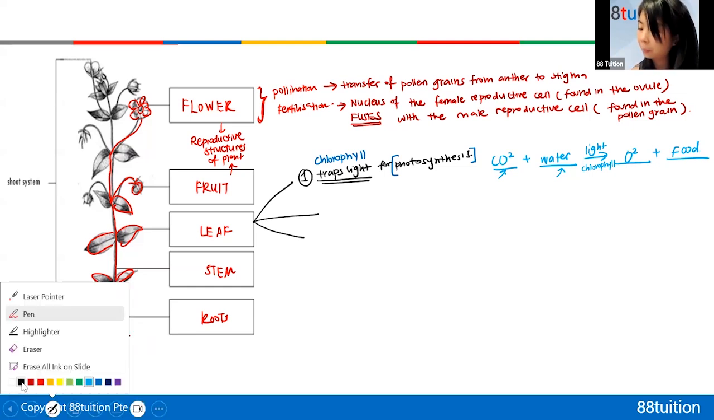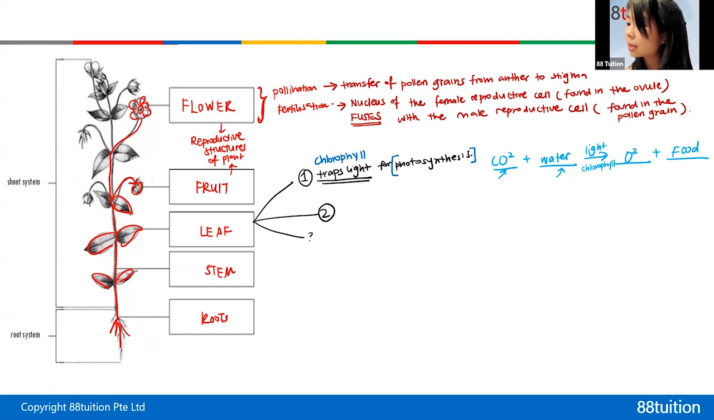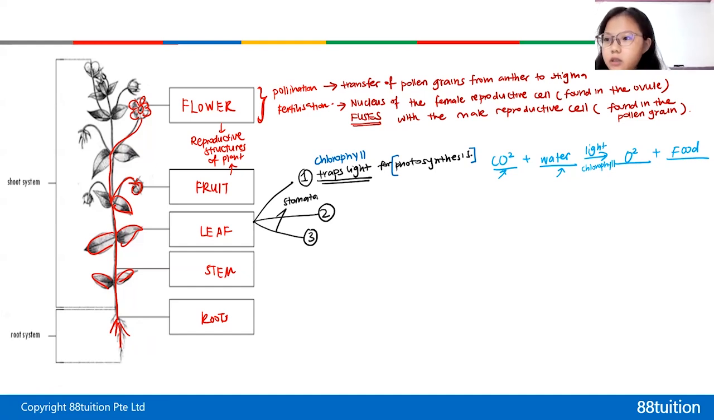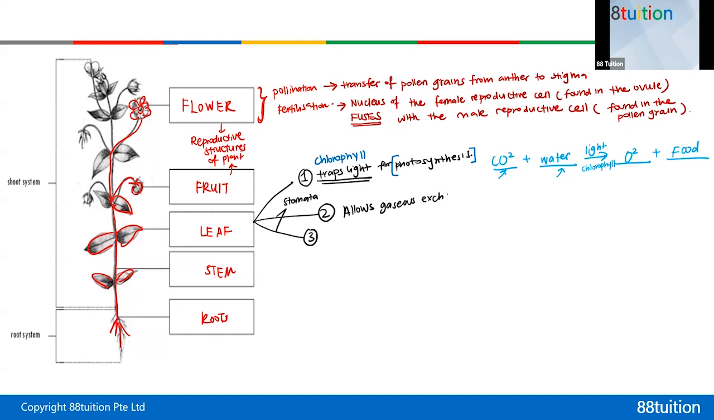Chengxing? The next two functions are carried out by the stomata. Allows gaseous exchange between the plant and the surroundings. Now, a lot of you in your worksheet managed to say that the stomata or the leaf allows gaseous exchange. Now, you cannot stop there. If you want to talk about gaseous exchange, I need to see between what and what. So between the plant and surroundings. All right, so please remember this.